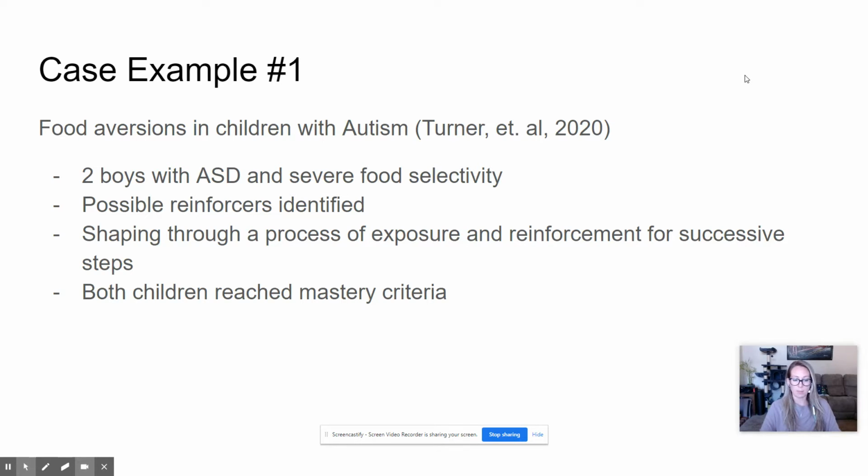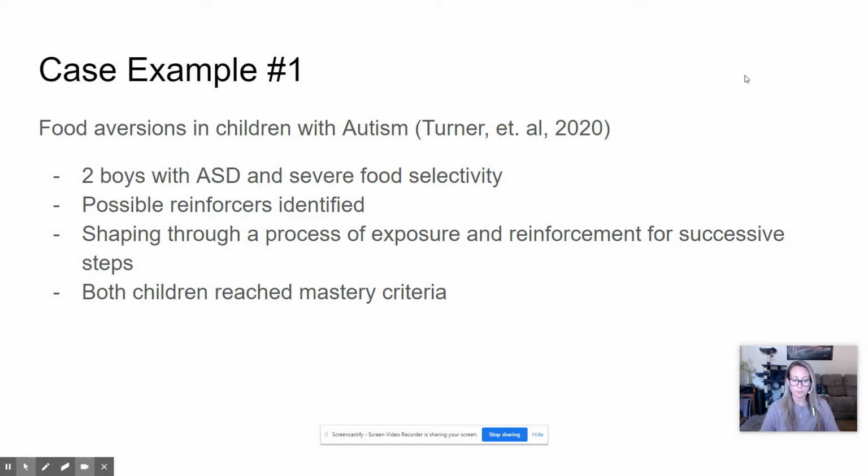They identified possible reinforcers. They used shaping through a process of exposure and reinforcement for successive steps, as we would typically see with shaping. So both children did reach mastery criteria. They were able to sample a very wide variety of foods. They expanded their food repertoire quite dramatically. One child was even able to eat a novel food that hadn't been tested or trained on for a generalization probe.